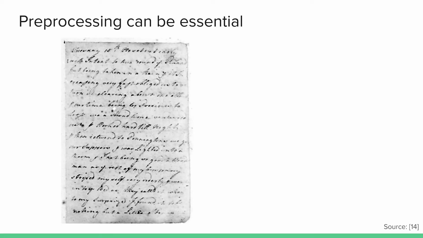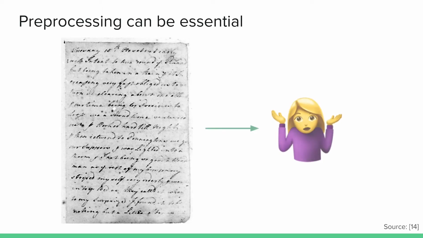Preprocessing can even be essential to make your network work at all. If you present this page of handwritten text to a machine and ask it to tell you what is written on that page, even for humans this is very hard, but a machine will probably just shrug and say, I have no idea, how should I proceed here? So applying the right preprocessing step makes this problem go from unsolvable with neural networks to very hard and challenging, which is already a big step forward.